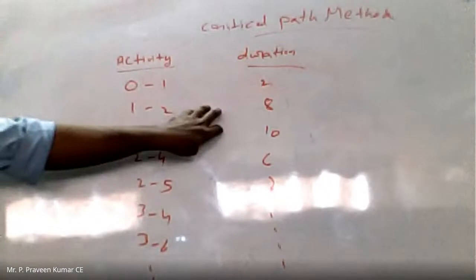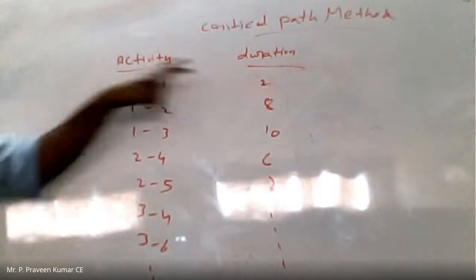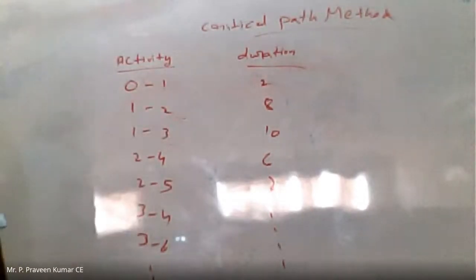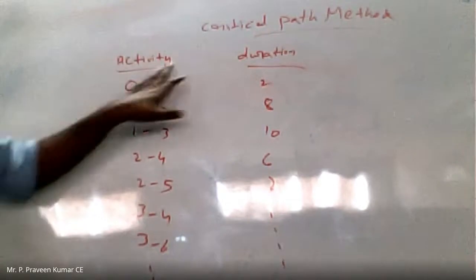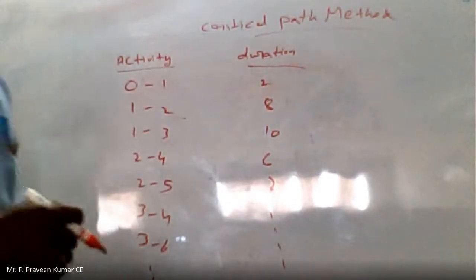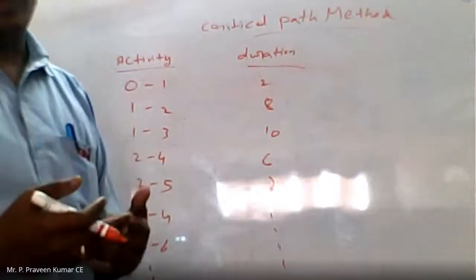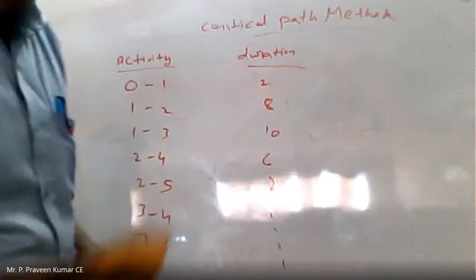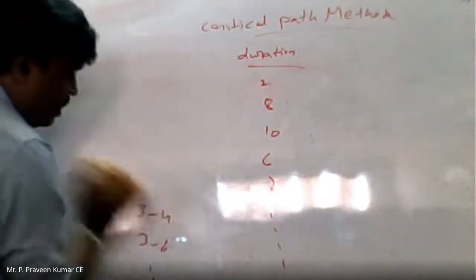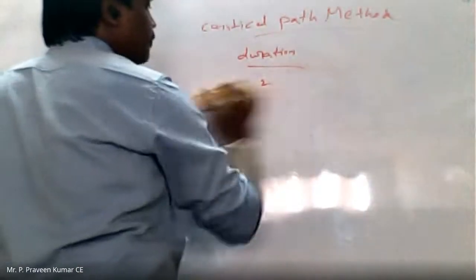This is the problem. Okay, in the question, they will give it in this way. They will give the activity, the duration, or the immediate predecessor. So based on this activity, predecessor and duration time, we need to calculate the critical path as well as the total floats of the project. Okay, now we will go to the problem. First we need to develop the network diagram by using the activities and duration.